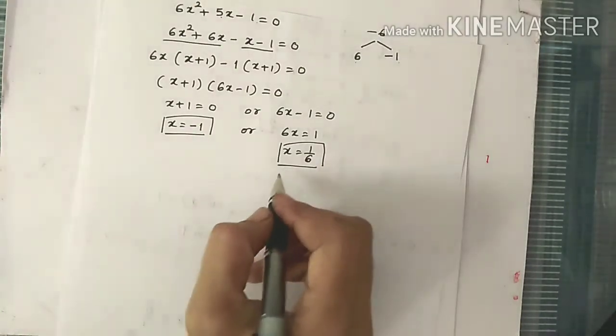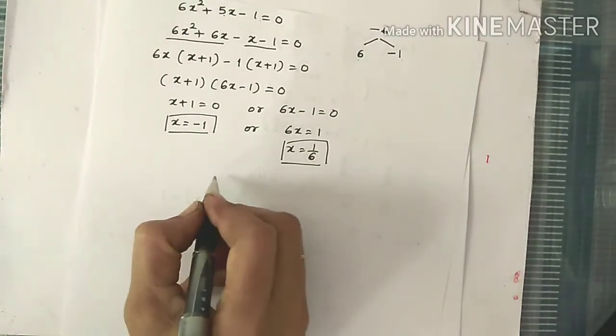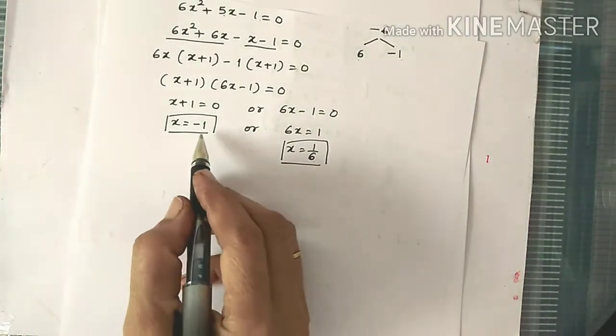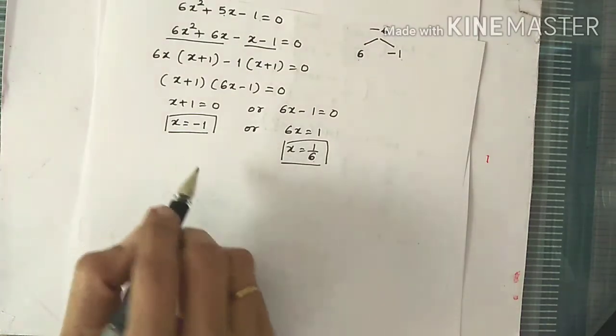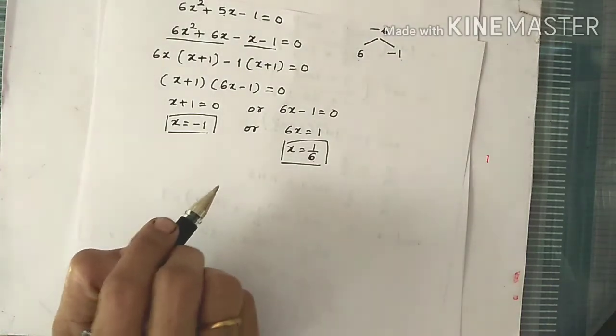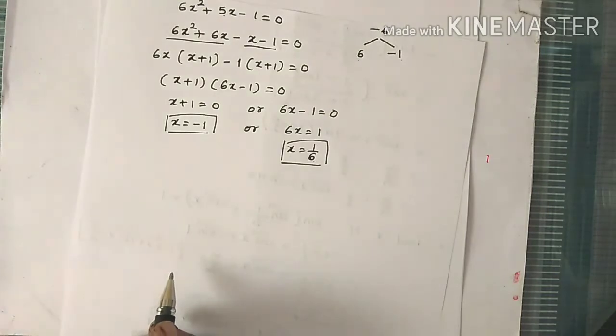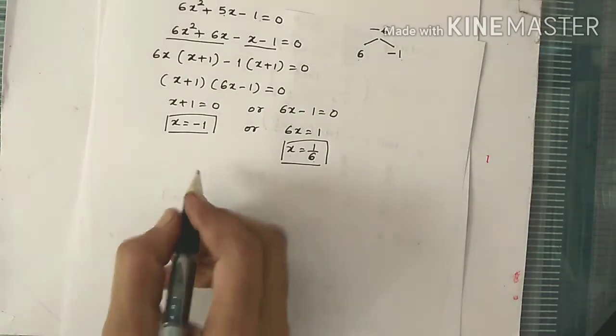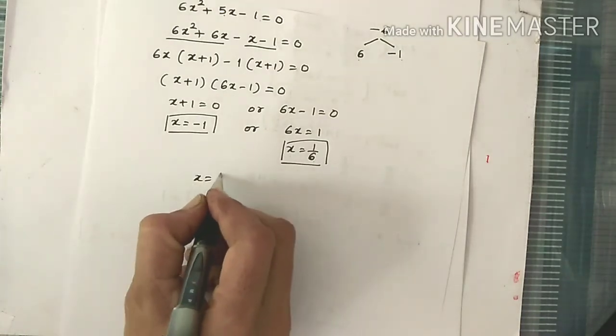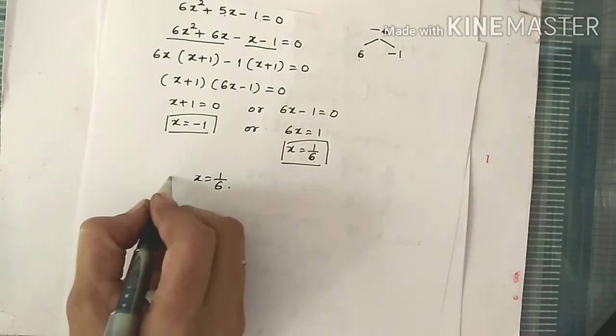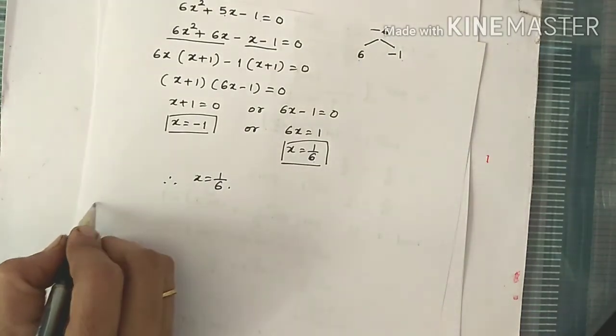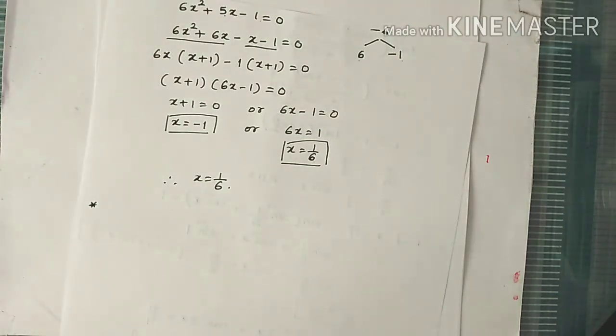But the possible value is only 1 by 6. As substituting x is equal to minus 1 in the given question, we get tan inverse of minus 2 plus tan inverse of minus 3, and that will not give us pi by 4. So the only permissible value is 1 by 6. Therefore our answer is 1 by 6. So x is equal to 1 upon 6.